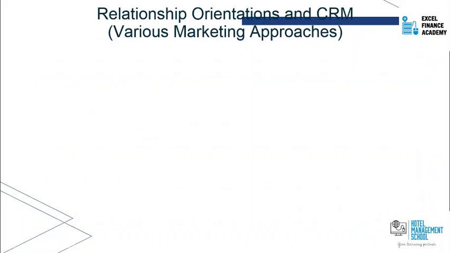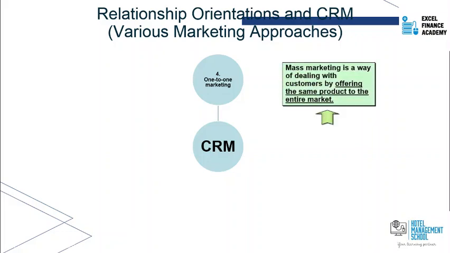Okay, so CRM is a relationship orientation. It enables you one-to-one marketing. Sorry, one-to-one or mass marketing. I think it's wrong. Sorry, four came first, it should come one. So mass marketing. Mass marketing is a way of dealing with customers by offering the same product to the entire market. So it can enable you mass marketing.